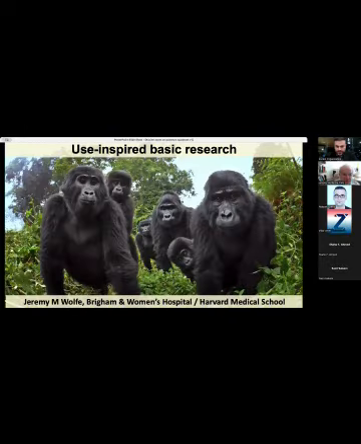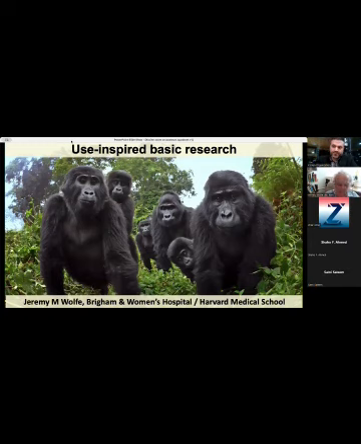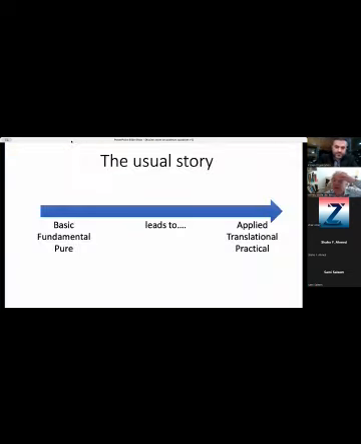Please go ahead. Share them. Okay. Yes, you see it. Okay, very good. So the gorillas don't mean anything. I just like that picture. Well, I can talk about gorillas later if you want. I'm going to talk about a research strategy known as use-inspired basic research, and I'll give one example from my own research. I think my instructions were to give a relatively short talk, and then I will be happy to take questions of any sort if you would like.